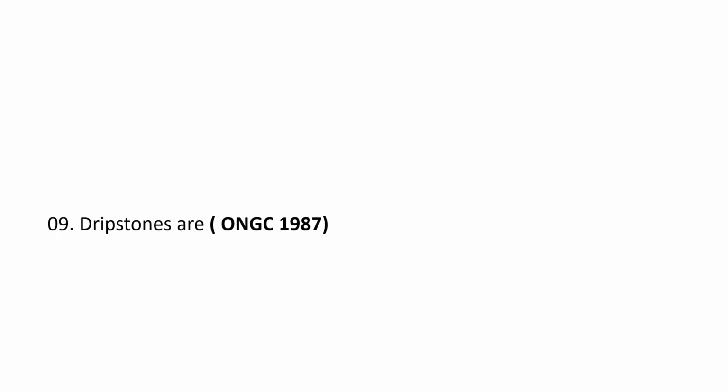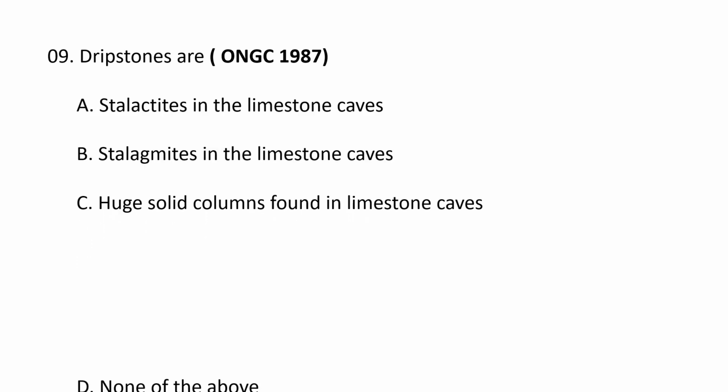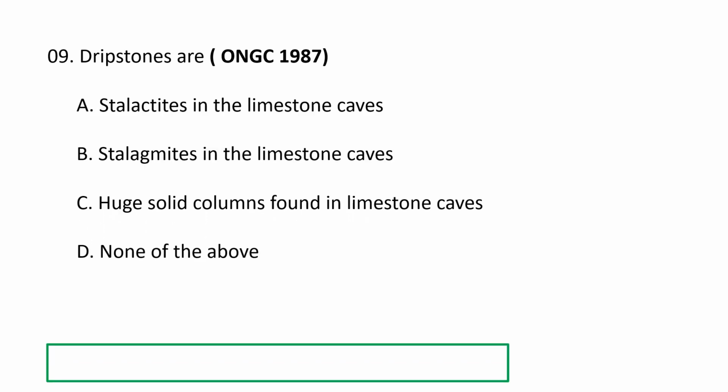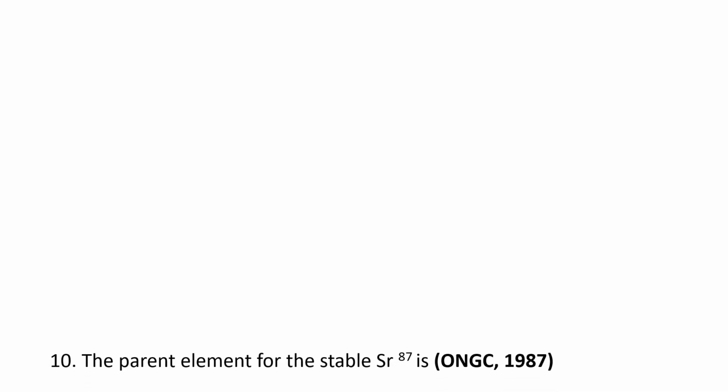Next question. What are dripstones? Dripstones are A. Stalactites in the limestone caves, B. Stalagmites in the limestone caves, C. Huge solid columns found in limestone caves, and D. None of the above. So dripstones are generally very big blocks like huge solid columns which are found in the limestone caves.